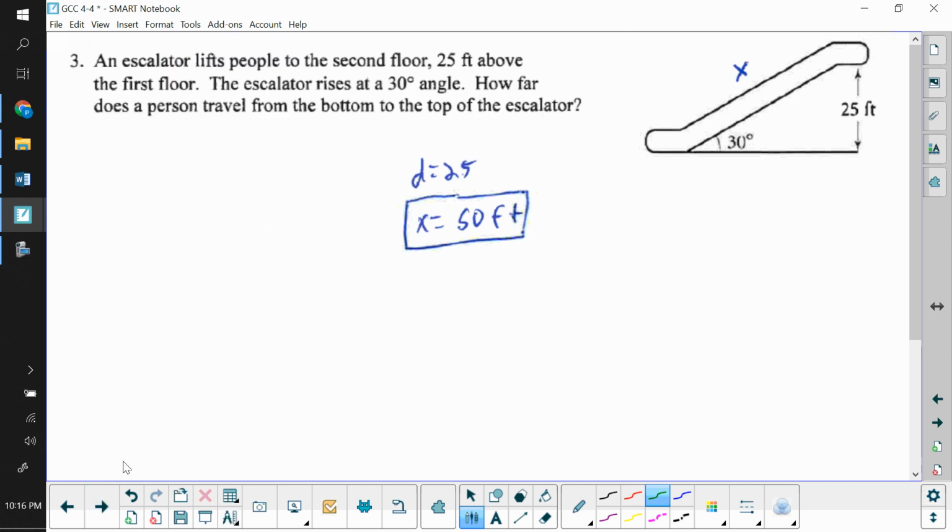We've got a picture of an escalator here. We've got 30. This would have to be a 90, making up here would be 60. So this is d square root of 3, this is 2d. Well, we've got d is equal to 25, so the length of the escalator, 2d, is just 50 feet, double that.